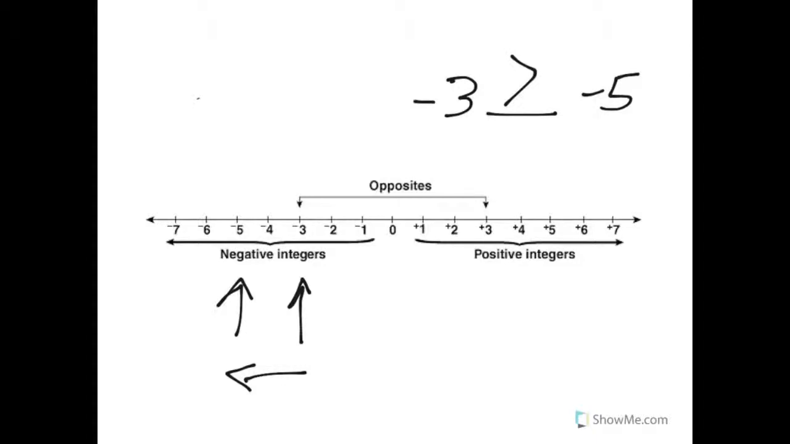Okay? Think about it this way. Would you rather owe someone $5 or would you rather owe someone $3? It'd be better to only owe them $3 and not have to owe them more money. Okay? What about negative 4 and 0?